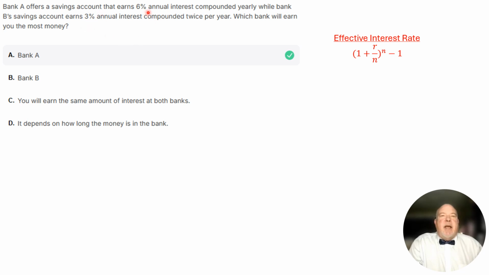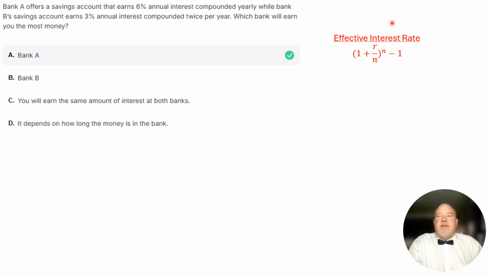So Bank A's interest rate is twice as high as Bank B's, but Bank B's compounds twice as often as Bank A. So Bank B compounds twice per year, while Bank A only compounds once per year. So how can we compare these? There's a few different ways you could do this.